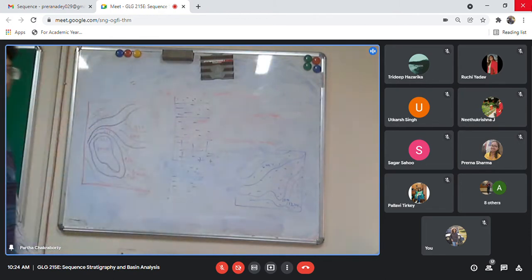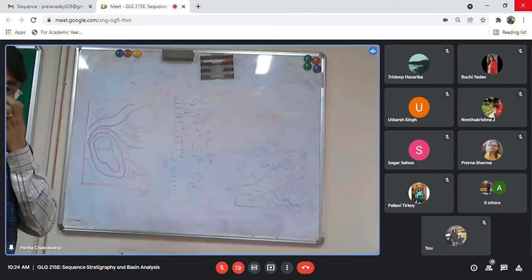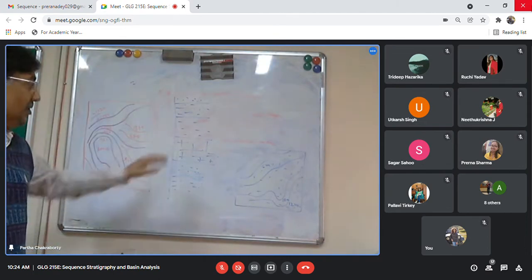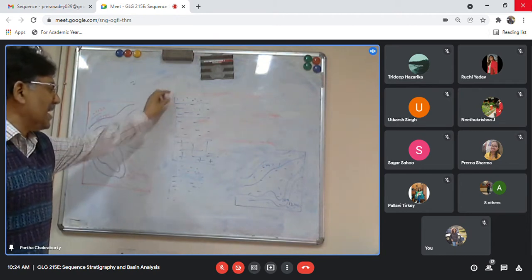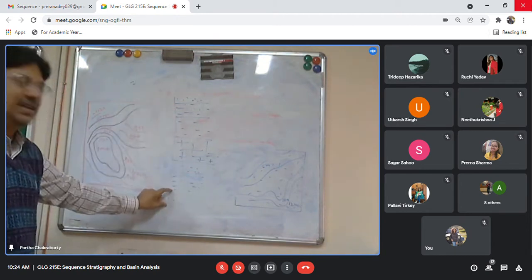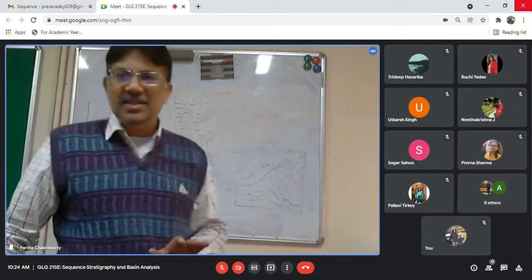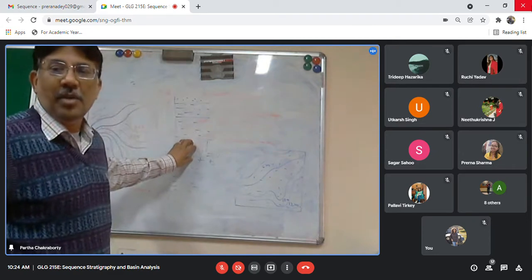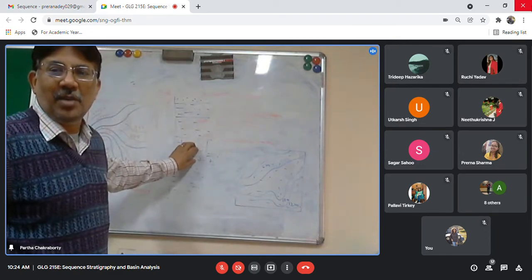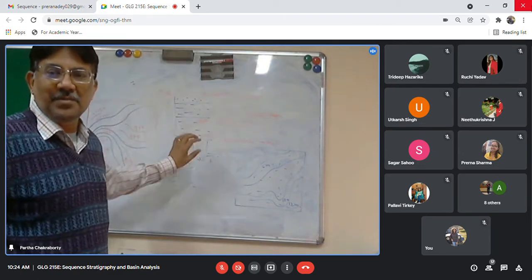Now suppose this is a succession, and in this succession, this is a limestone. This may be shale, this may be silty shale, this may be sandstone, all these different things are there. Now this is the horizon I am looking for, because this may be mineralized or have hydrocarbon. This is a limestone.